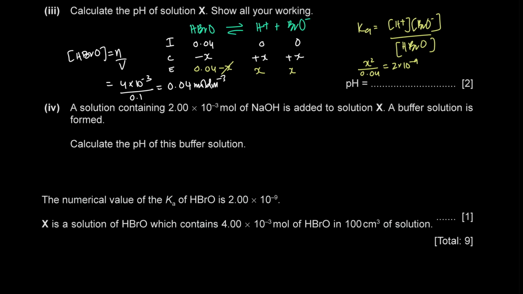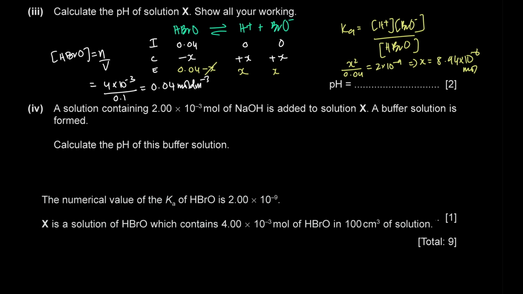This gives us a value of x of 8.94 × 10^-6 mol/dm³, and this is the concentration of H⁺. For the pH, we can just say pH is equal to minus log of the concentration of H⁺, and we get the pH as 5.05. So that's our answer.